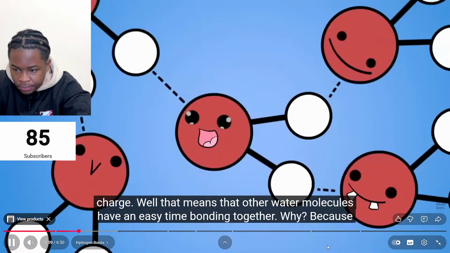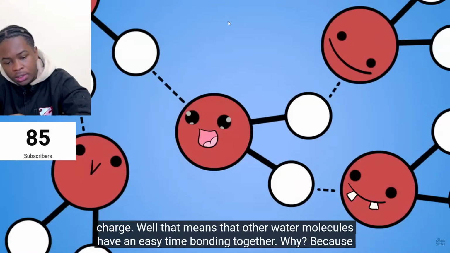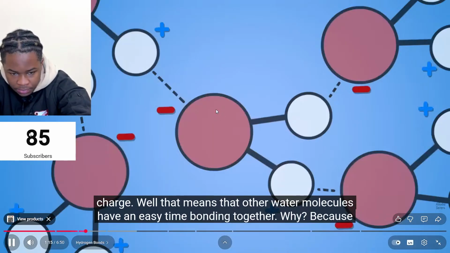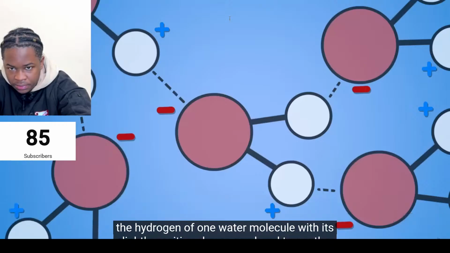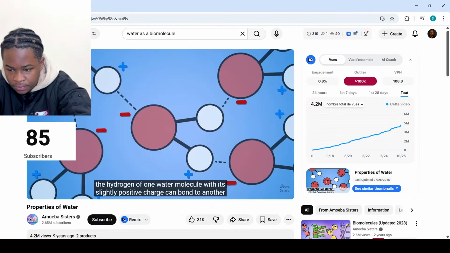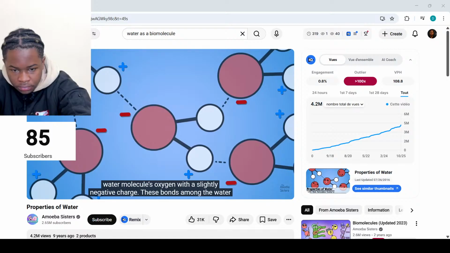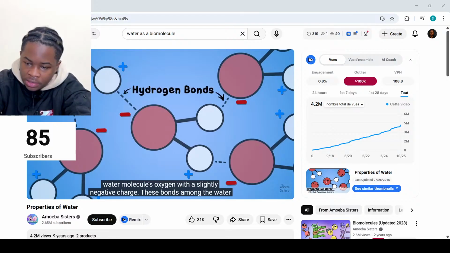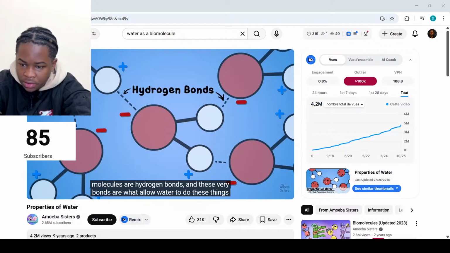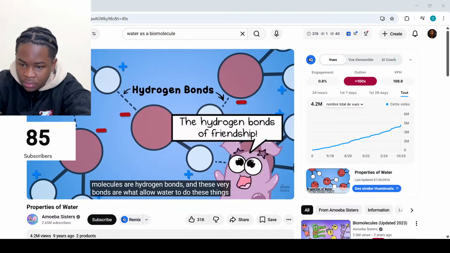Well, that means that water molecules have an easy time bonding together. Why? Well, the hydrogen from one water molecule with its slightly positive charge can bond to another water molecule's oxygen with that slightly negative charge. These bonds among the water molecules are hydrogen bonds. And these are the very bonds that allow water to have many of the properties that we're about to talk about.